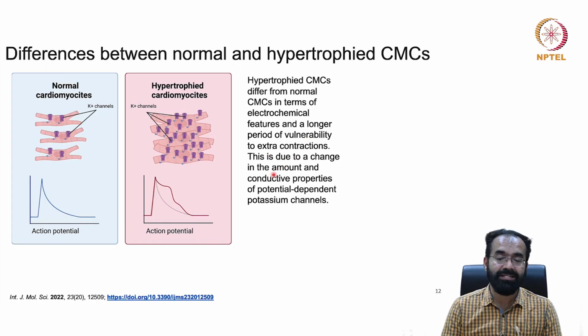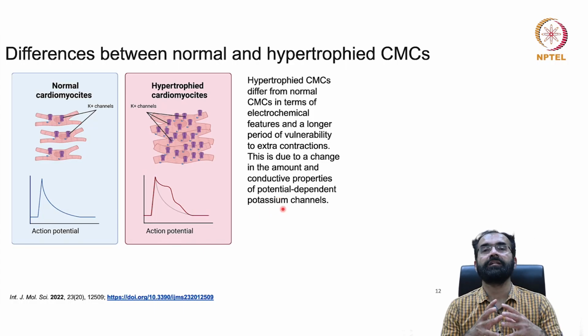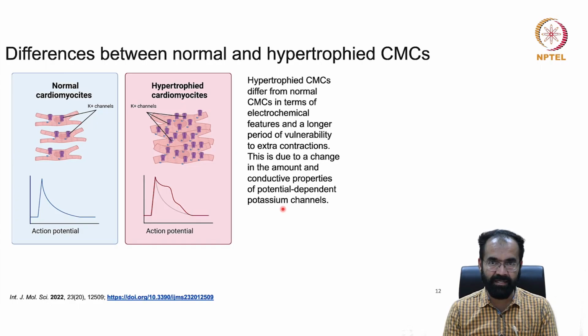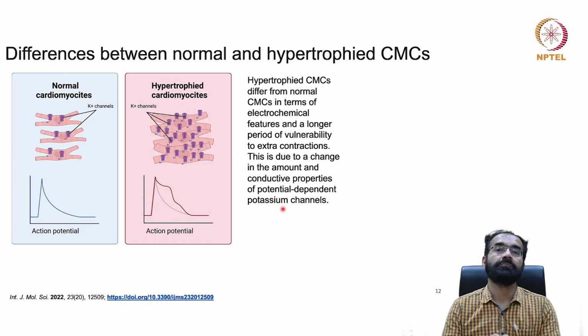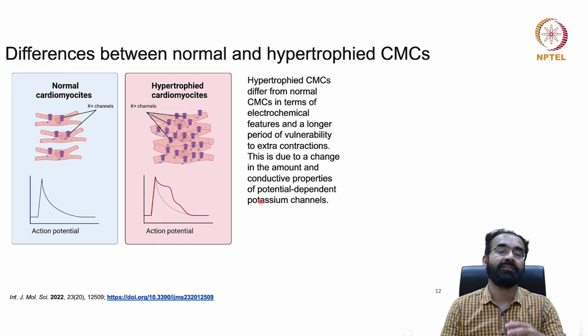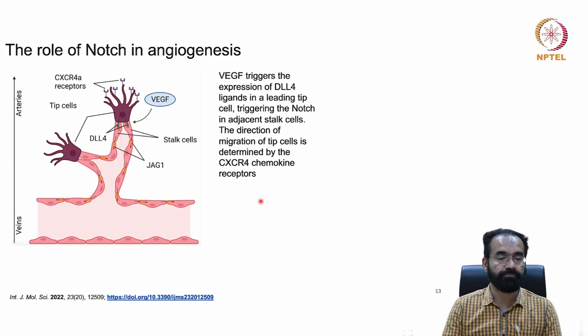This is due to change in the amount and conductive properties of the potential dependent potassium channels. Because of this hypertrophy, the potassium channel distribution can get affected. Hence, they will not come to the refractory period very fast, meaning they will have to wait for a longer time.